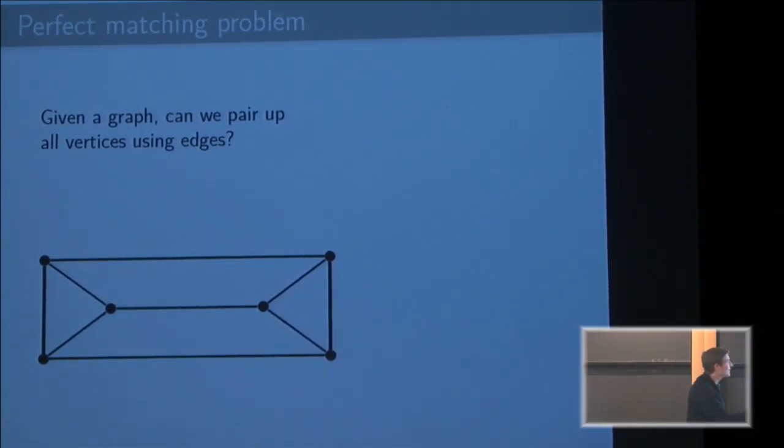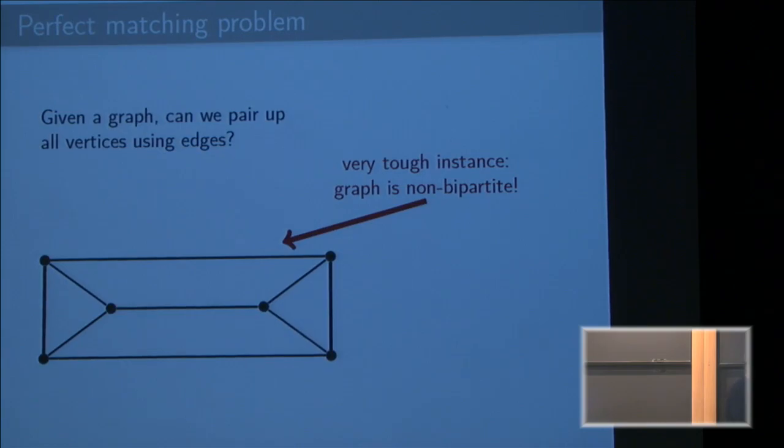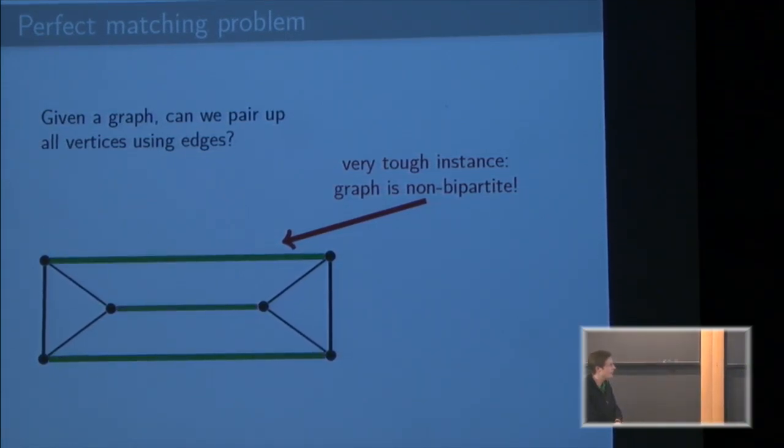So jokes aside, this turns out to be a pretty tough instance. This is a good counterexample for why non-bipartite graphs are harder to deal with than bipartite graphs. We will see later in the talk why this is an obstacle. So the matching is there.